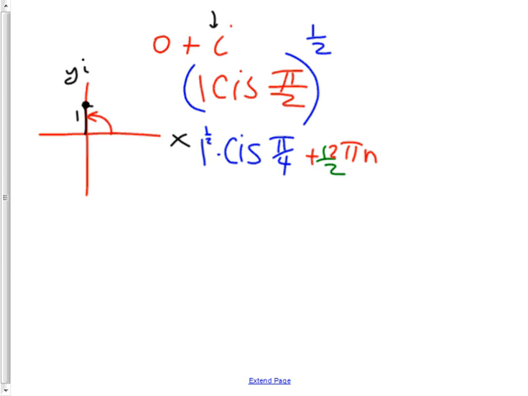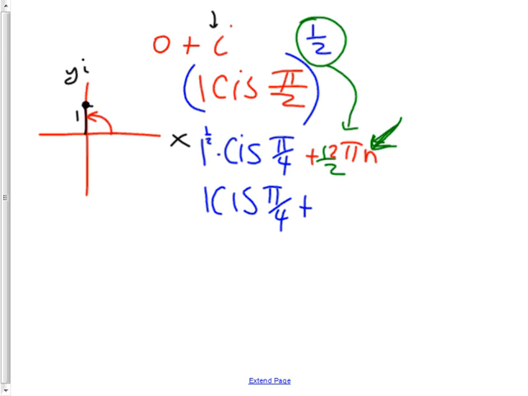Now just think about this. That means I'm adding pi, or if I put in a 2 here, I'm going to add 2 pi. Or if I put in a 3 in the end, I'm going to add 3 pi. That's what I'm going to add each time. Not 2 pi, just pi. Why? Because this 1/2 acted on the plus 2 pi n and made it just pi. So I'm going to simplify that down one more time and say 1, because 1 to the 1/2 is 1, cis pi over 4 plus, the 2's canceled, pi n.